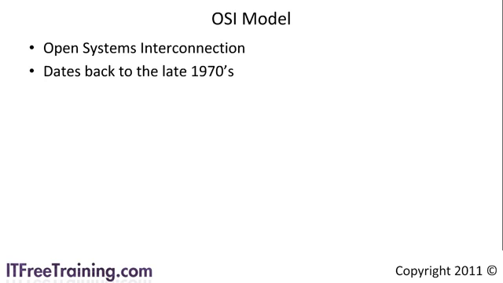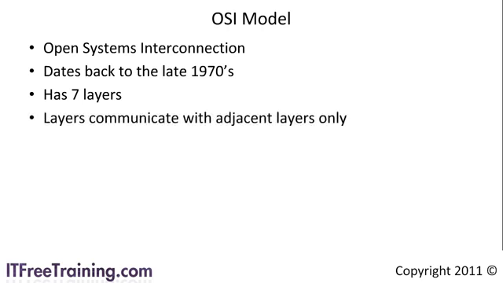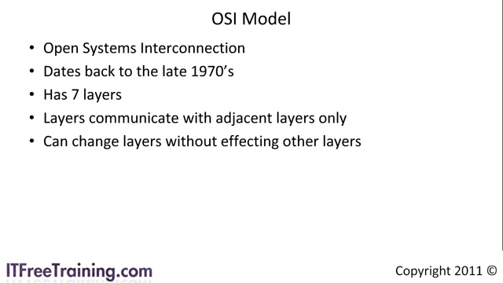You will find that most network technologies do not match exactly to the OSI model and do not provide an exact fit. However, it is useful when discussing any networking to reference it against the OSI model. The OSI model has 7 layers. Each layer communicates only with the layer above and below it. By doing this, you can change a layer without affecting other layers as long as the new layer is compatible with the adjacent layers.